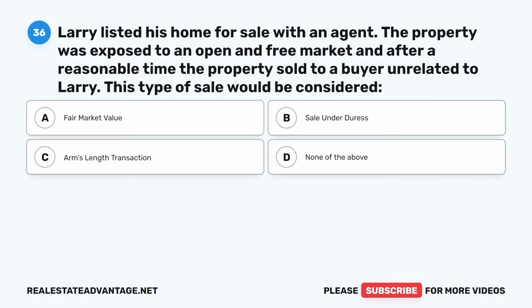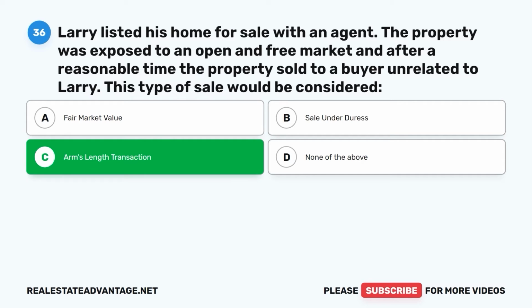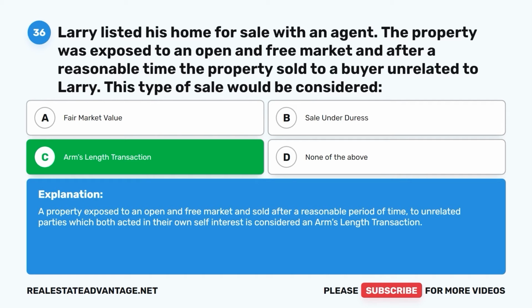The correct answer is C. Arm's length transaction. A property exposed to an open and free market and sold after a reasonable period of time to unrelated parties which both acted in their own self-interest is considered an arm's length transaction.